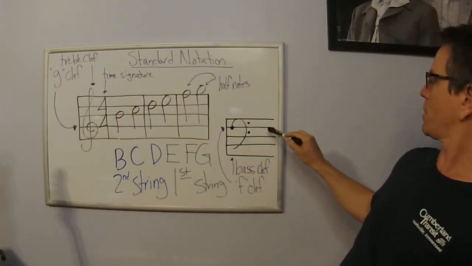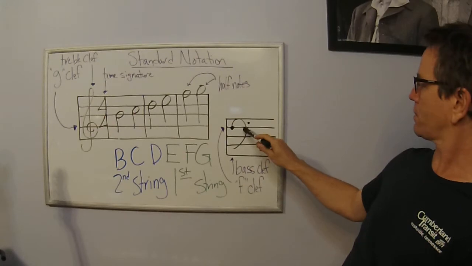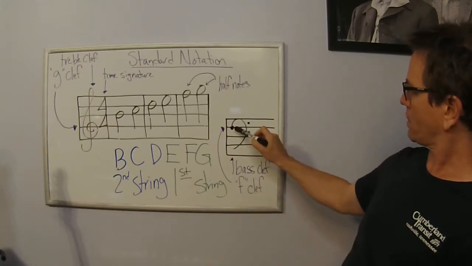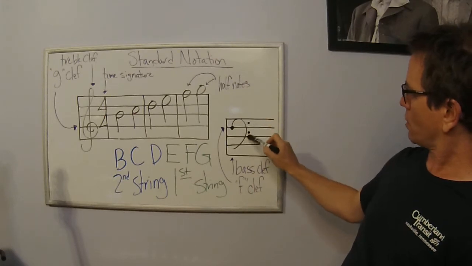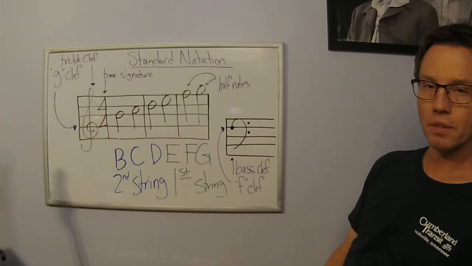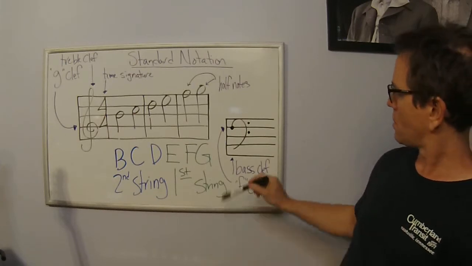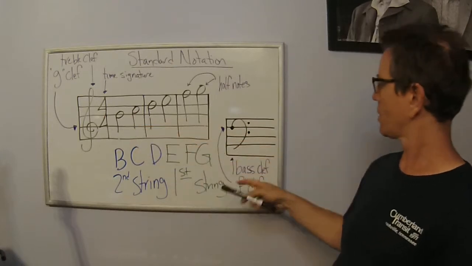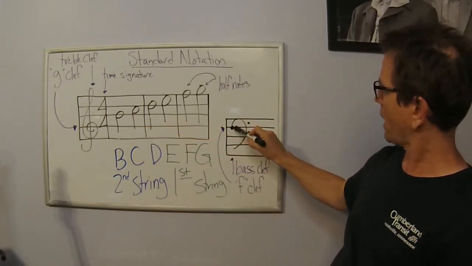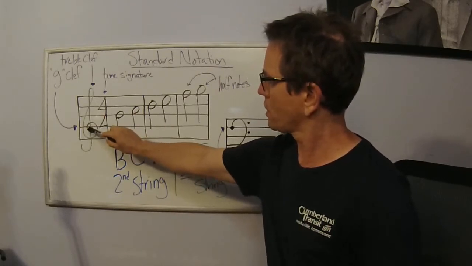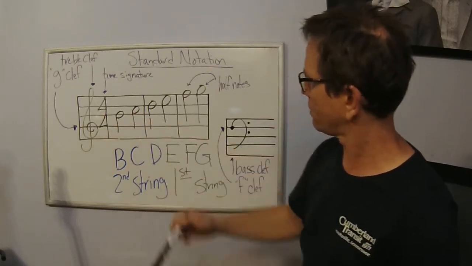Bass players read in bass clef or F clef. So this dot right here, and then the circle off of the dot, that is the F line in bass clef. So this is how you can keep the clefs straight. I mean, they look obviously different. But this circle is on the F line. This circle is treble clef, G clef. It's on the G line.